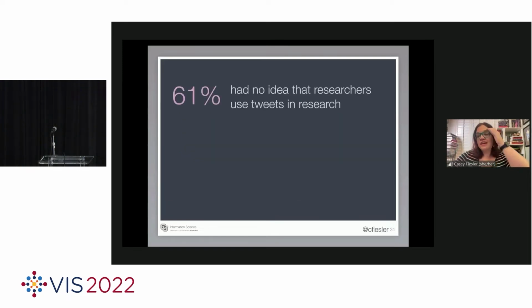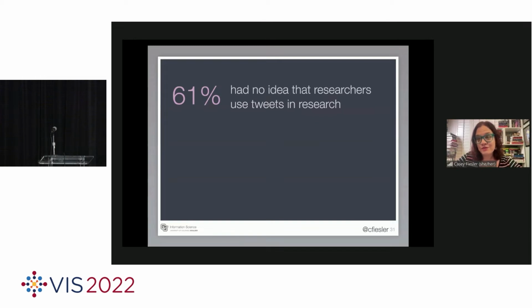So first of all, the majority had no idea that researchers use tweets in research. And anecdotally, I can tell you this is true. I've been studying this stuff for 6 or 7 years, and when I talk to people about this research, they're like, wait, scientists are reading my tweets? What? Maybe there's slightly more awareness than 5 years ago, just because of some public controversies, but not a lot. This is not common knowledge.